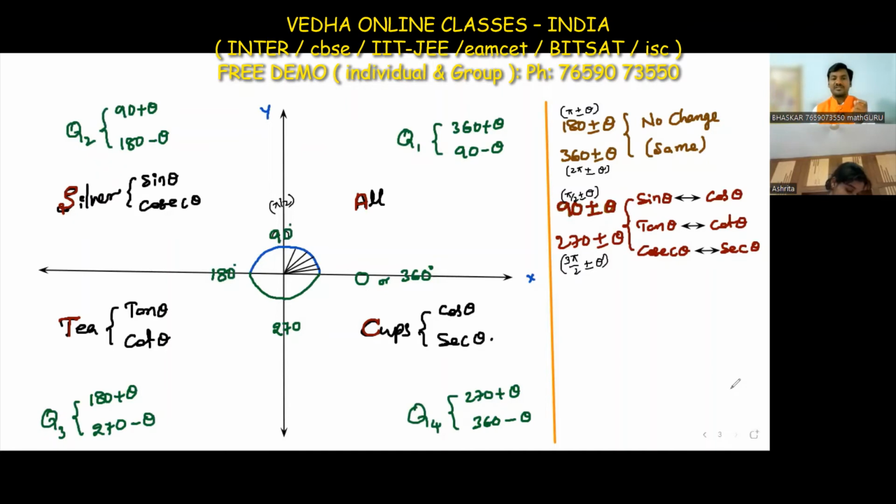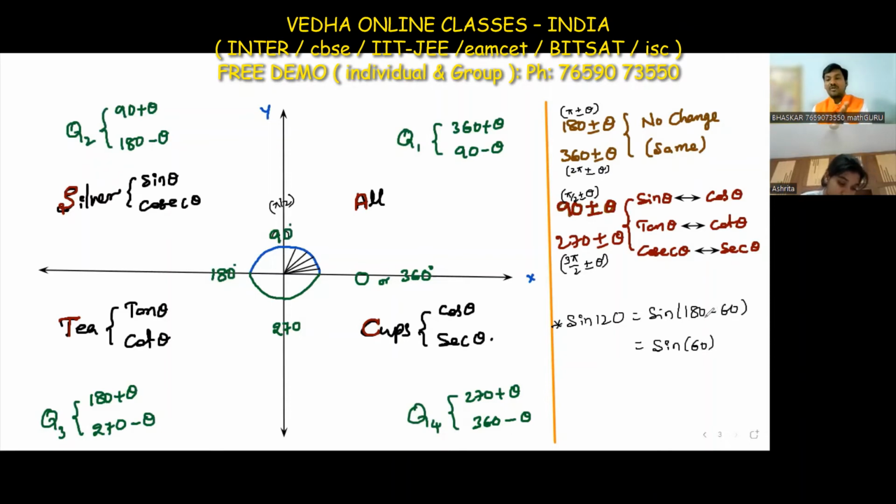Now we'll take some values and check them to confirm. For example, I want the value of sine 120 degrees. We can write sine 120 as sine of 180 minus 60 degrees. When we have 180, no change. We have to write the same trigonometric ratio. That means for sine, we write sine only, sine 60.